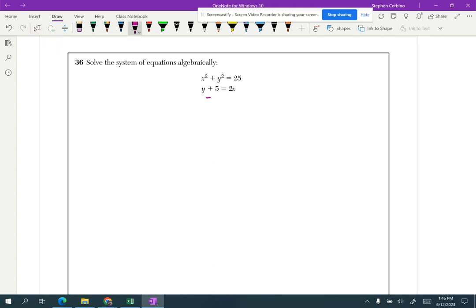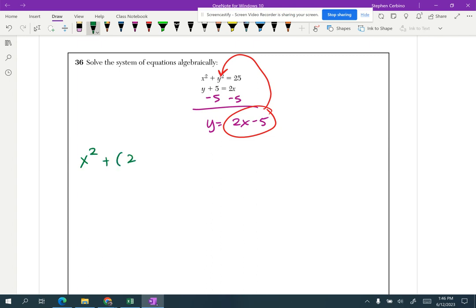So I'm going to take the linear equation and solve it for y. So I have y equals 2x minus 5, and I am going to do some substituting. I'm going to replace that for y. So the equation I'm going to try and solve is x squared plus (2x minus 5) squared equals 25.